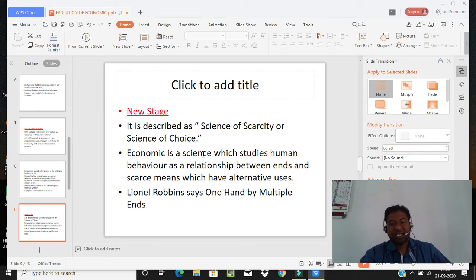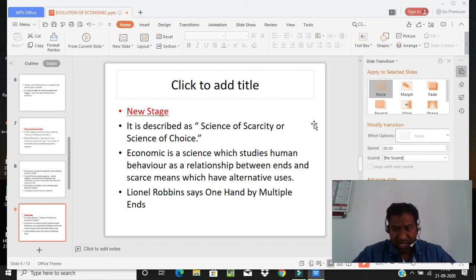Next, coming to the third stage, that is the new stage, also described as the science of scarcity or the science of choice. Lionel Robbins says one hand, multiple ends. That means if a company has multiple suppliers of raw materials, it is their choice. For example, A, B, C, D are manufacturers of a product getting raw material from different suppliers. Company A will look at the price, the cost, the durability, the transportation time, and how much it will cost. All these things will be considered by the people. So it is his choice. The manufacturer will have the choice to purchase raw material from any source.